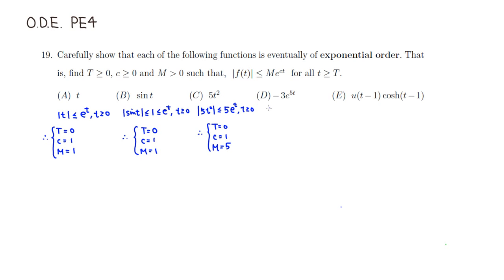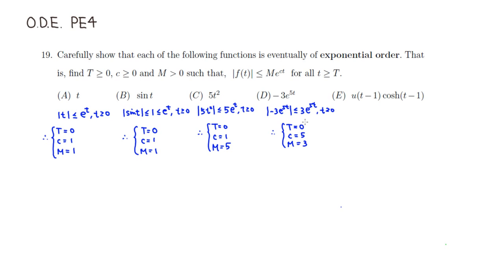And the d: the absolute value of negative 3 e to the 5t is going to be less than or equal to 3 e to the 5t. We just took away the negative sign. So this is for t greater than 0, so we can set capital T to be 0, and c to be 5, and then M to be 3.